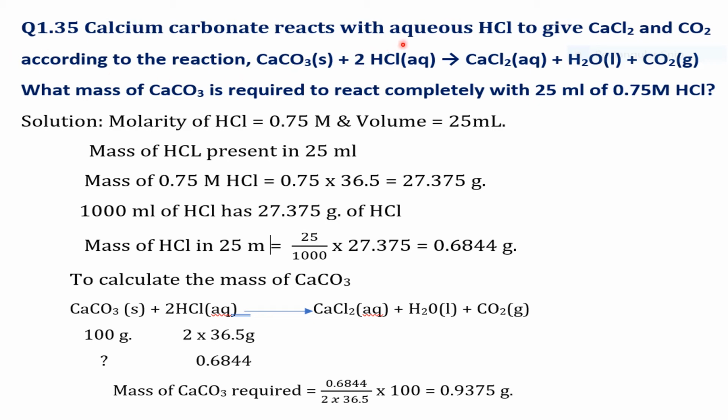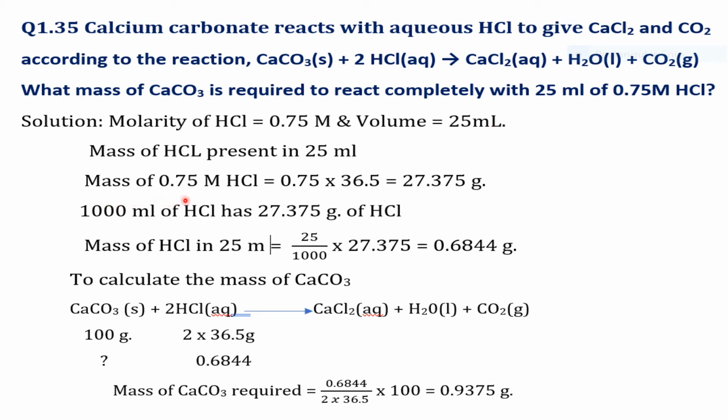Calcium carbonate reacts with aqueous hydrochloric acid to give calcium chloride and carbon dioxide according to the reaction CaCO3 plus 2HCl gives CaCl2 plus H2O plus CO2. What mass of calcium carbonate is required to react completely with 25 ml of 0.75 M HCl? Molarity of HCl is 0.75 M, which means 1 liter of its solution has 0.75 mole, and the volume of the solution given is 25 ml.